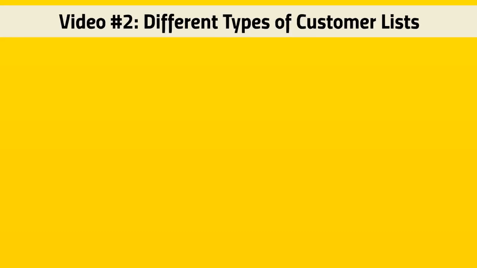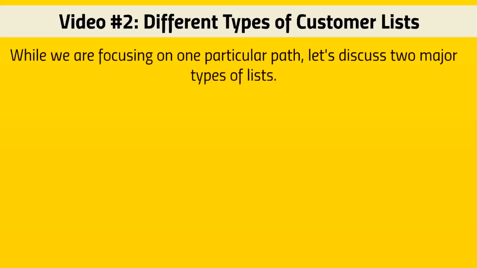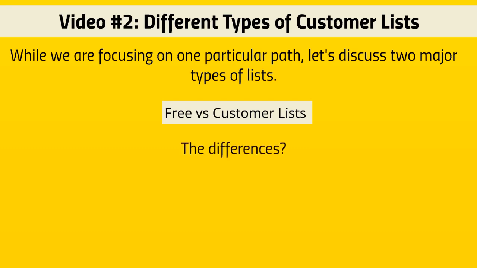Okay, so welcome back. This is video number 2, and we're going to talk about the 2 different types of customer lists. Now, while we're focusing on just one particular path, I really want to talk about 2 major types of lists, because I want you to get into that mindset of understanding why there are 2 different lists and why we are really focusing on just one particular one. So the 2 major ones are the free list versus the customer list. So a free list, let me explain the differences.